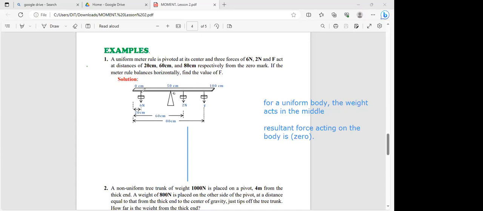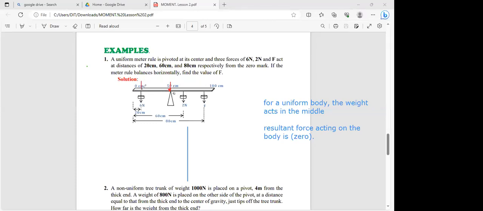Now, according to the diagram, we have the 6 newtons at the 20 centimeter mark from 0. We have the 2 newtons at 60 centimeters from 0. And we have the F at 80 centimeters from 0. But remember, in our statement about the principle of moments, or even the definition, we said that the distance should be from the pivot. So our pivot is there at 50.